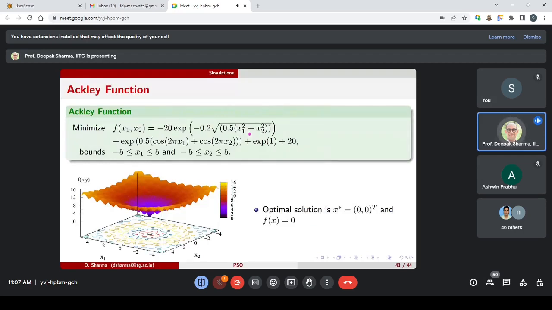Let me take the last problem here. This is the Ackley problem, in which we are minimizing the function, and again it has an exponential component and a cosine component, so this problem is going to be a nonlinear problem. In this case, x1 and x2 lie between -5 and +5, and you can see the surface. For the given problem, there are ups and downs in the surface, and if we look at the x1 and x2 plane, these are the contours of the problem, and there are so many local minima. The exact or optimal solution lies at the origin, and the function value is 0.